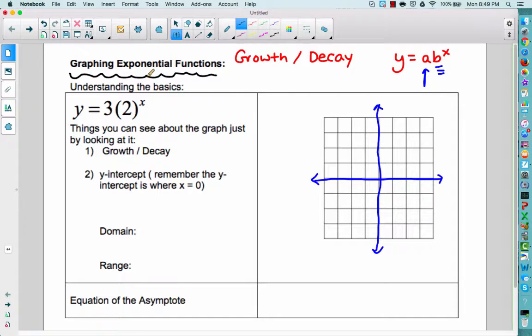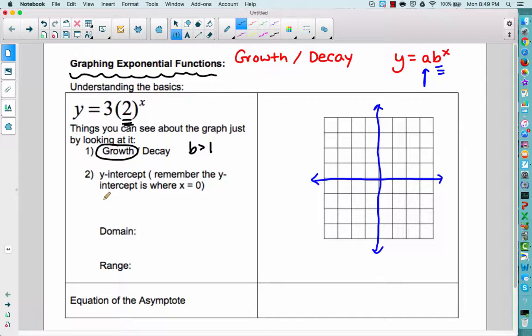The first thing we want to do is look at it and recognize that it's an exponential function because the exponent is an x. And then I like to identify whether or not it's growth or decay. So I look at the b term. It's greater than 1, which tells me it's exponential growth. So that means from left to right, I know this graph is rising. Okay?